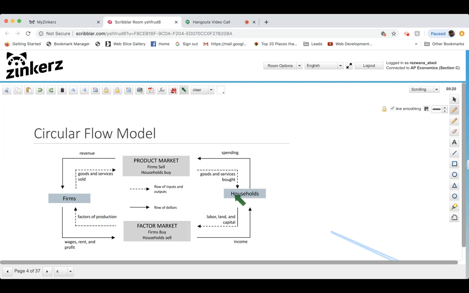And then the other component of this is how the money flows in the economy. So let's say we start with the flow of dollars, and we're going to start from the firm's perspective again.